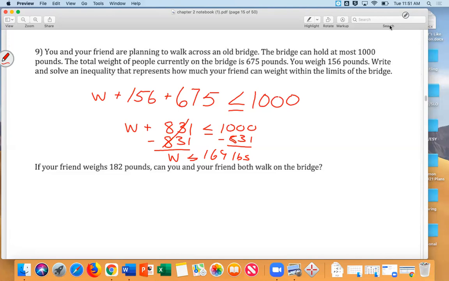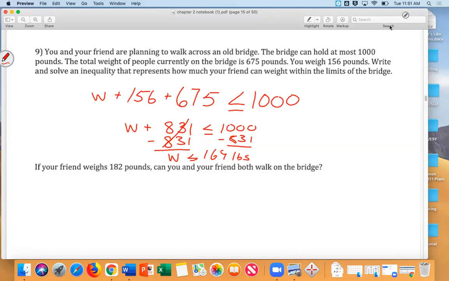Now, Mike, I'm a solid 182. A little bit more. You know, COVID-19. You know what I'm talking about. So, Mike, can I go on the bridge? I weigh 182 pounds pre-COVID.